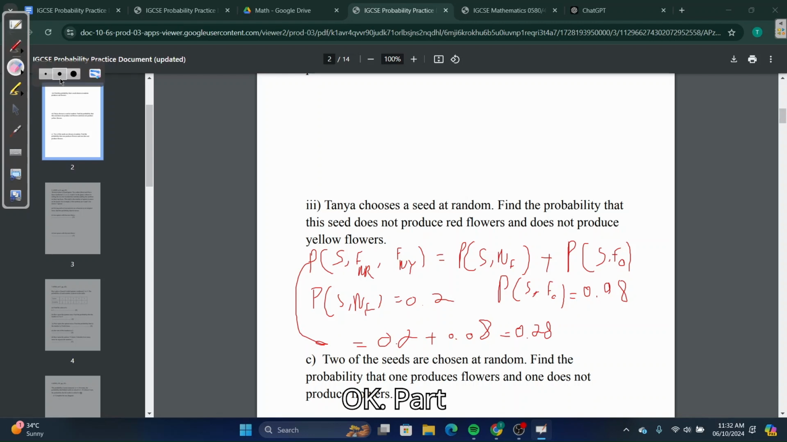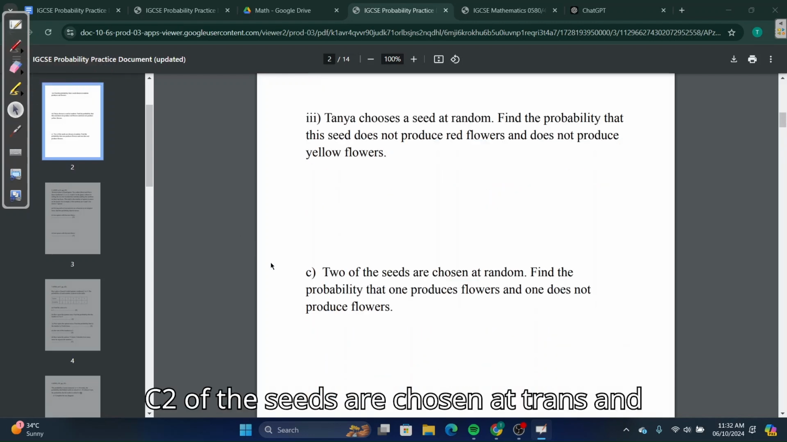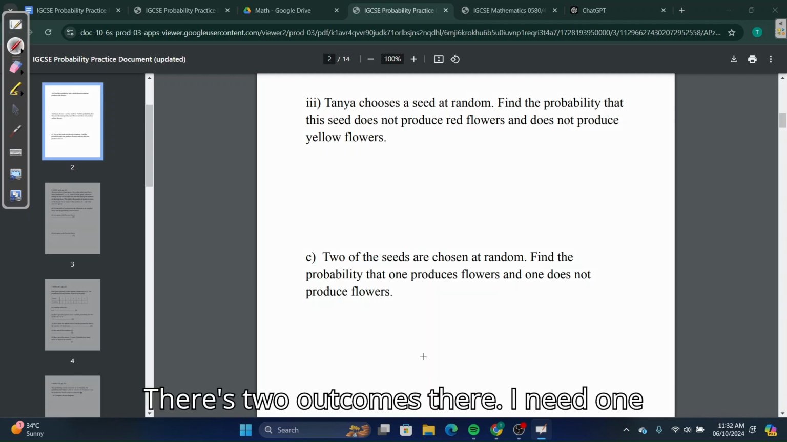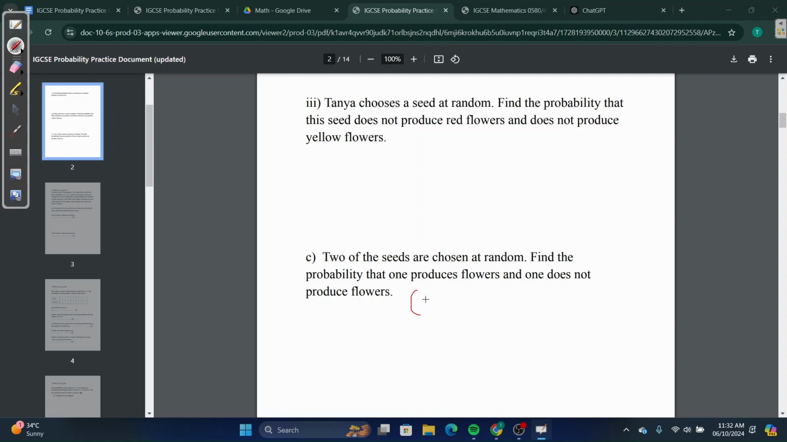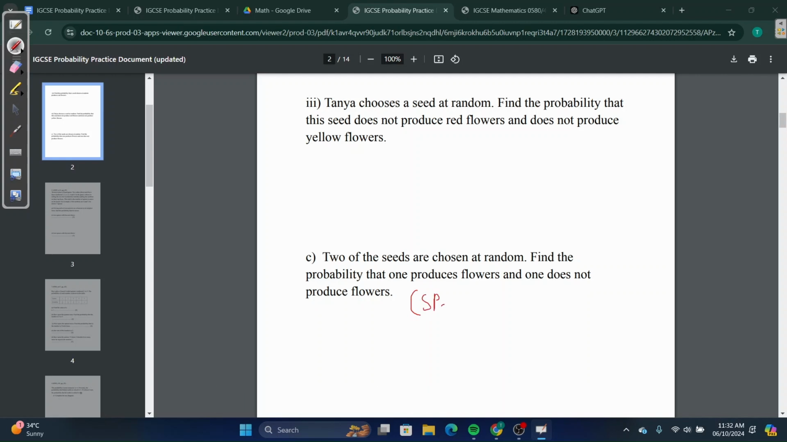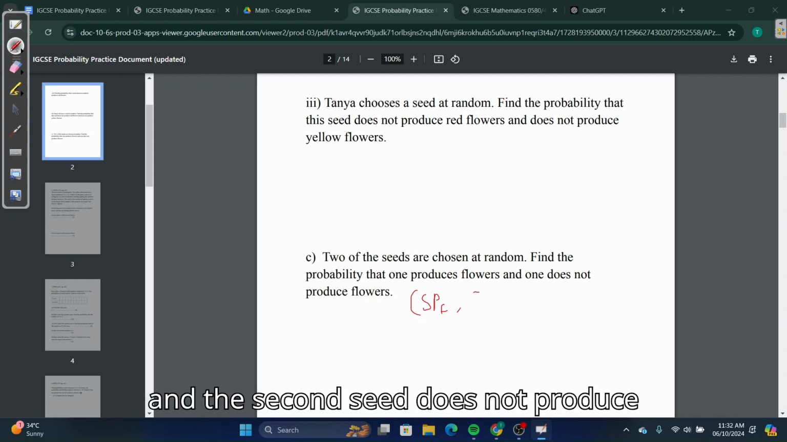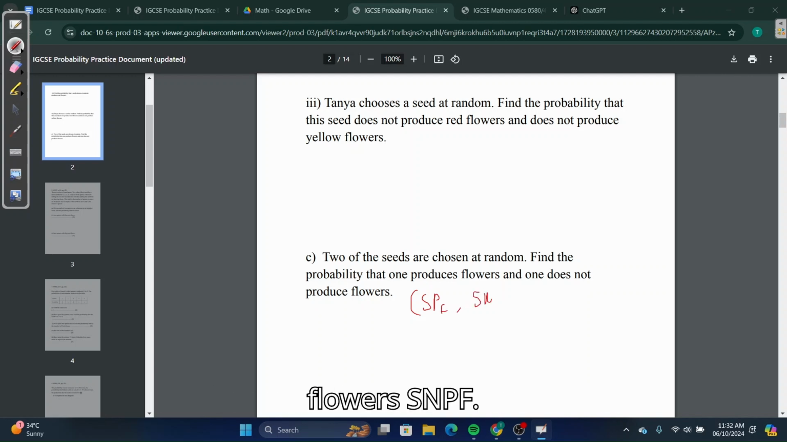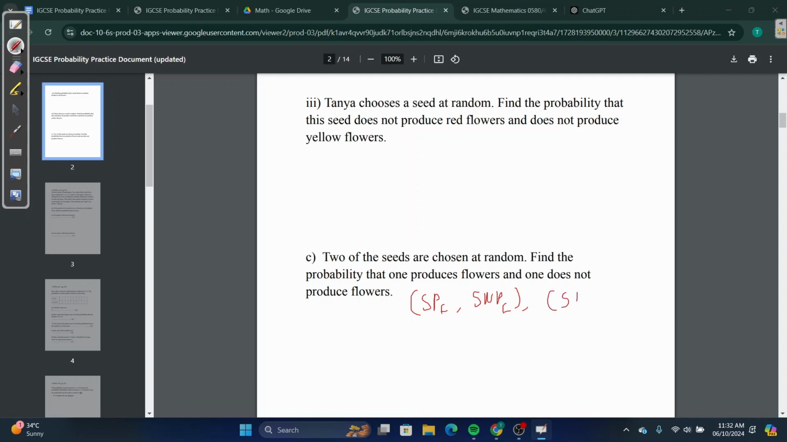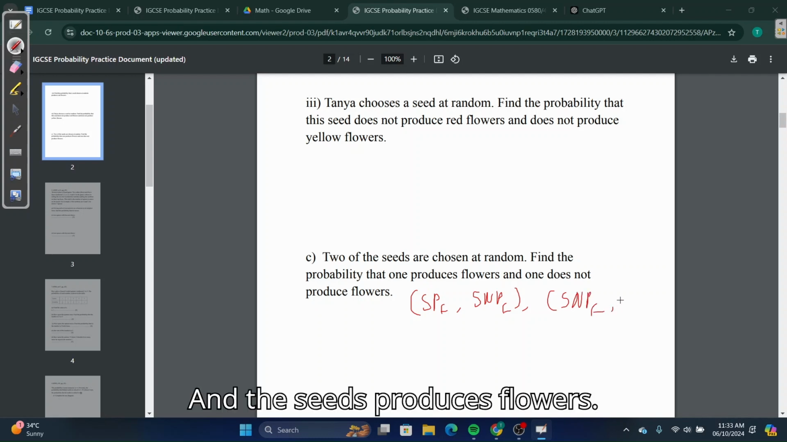Okay. Part C, two of the seeds are chosen at random. Find the probability that one produces flowers and one does not produce flowers. There are two outcomes. One, that the first seed produces flowers, and the second seed does not produce flowers. Or you can have the first seed does not produce flowers, and the second seed produces flowers.